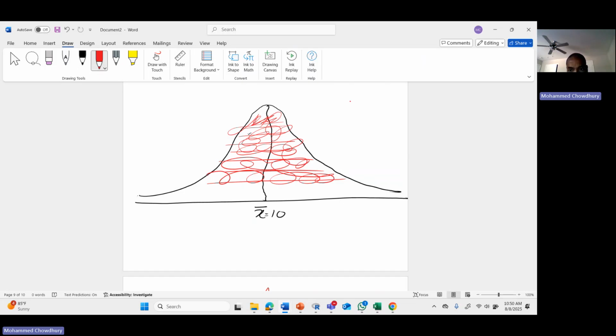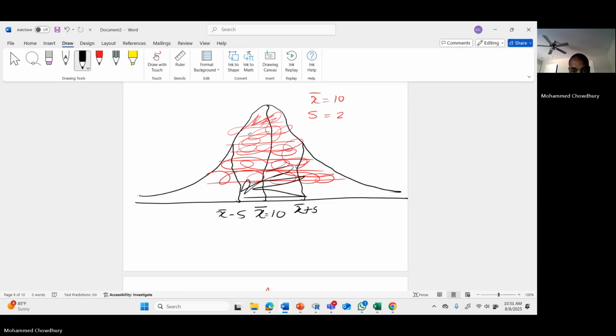But in this case, suppose our mean x bar equals 10 and our standard deviation s equals 2. Then this is the rule. Within one standard deviation from the mean to the left and within one standard deviation from the mean to the right. So this is x bar plus s and this is x bar minus s. Remember, this curve is constructed from a histogram, and the histogram is constructed from quantitative data by class interval and frequency.